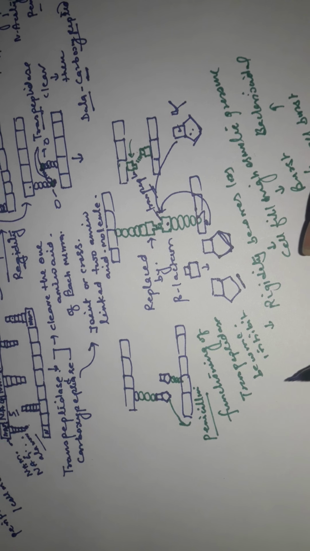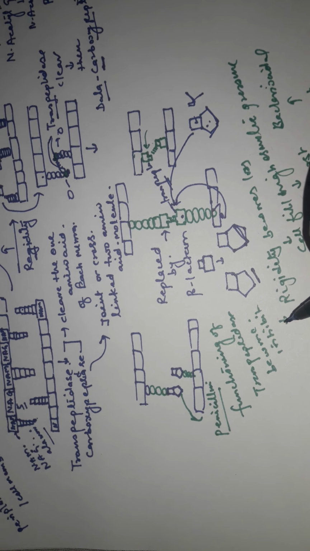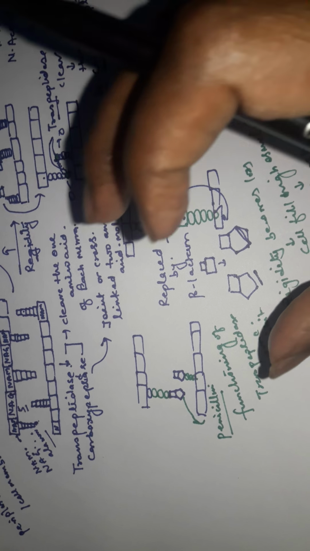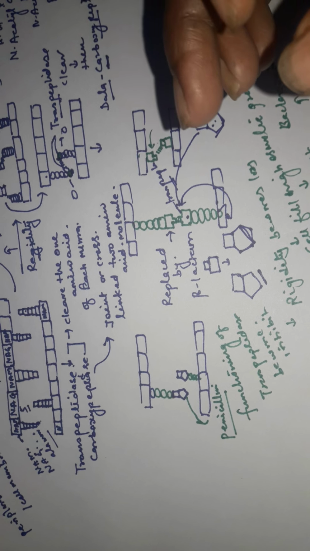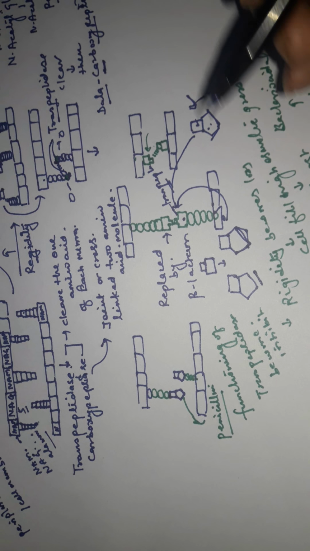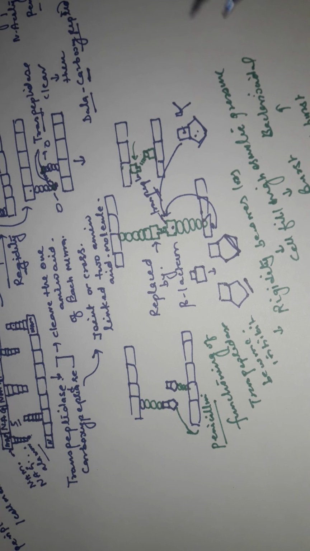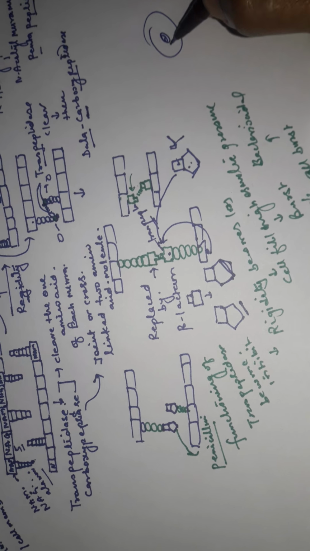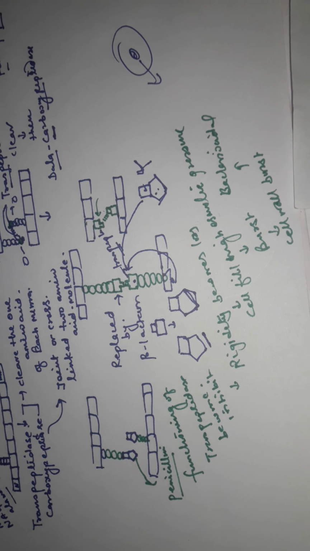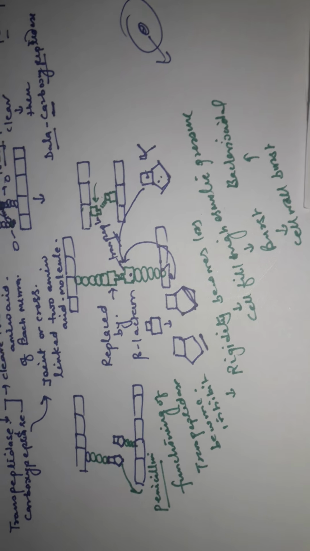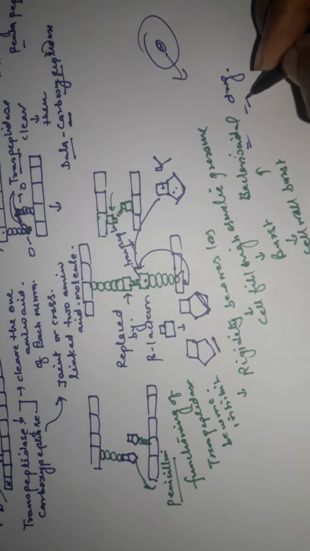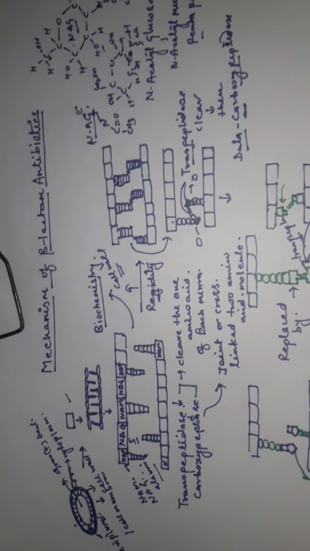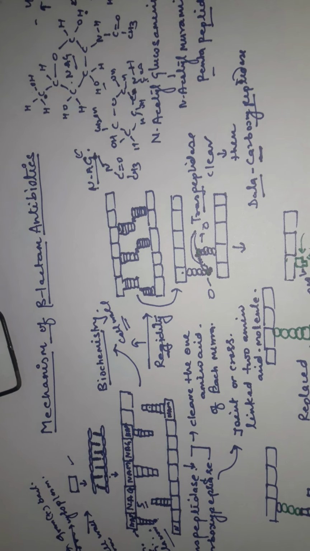Okay, so here the functioning of transpeptidase becomes inhibited, so the amino acids do not attach to each other, and by which rigidity becomes less. Rigidity and cell wall synthesis will be blocked here. By which the osmotic pressure inside the cell becomes much higher, and the cell bursts. Since it breaks the cell wall, it is also called a bactericidal drug. So this is the basic mechanism of beta lactam antibiotics.